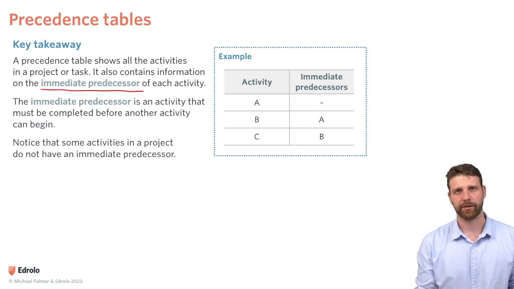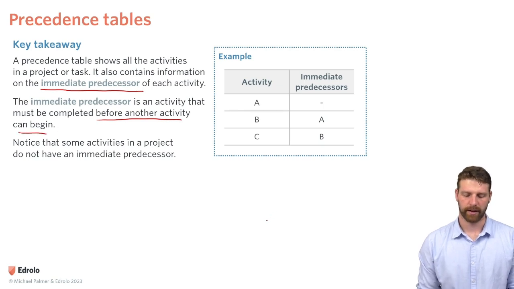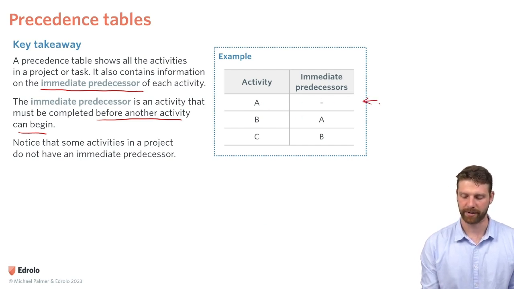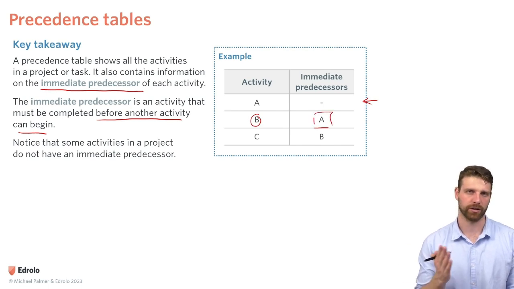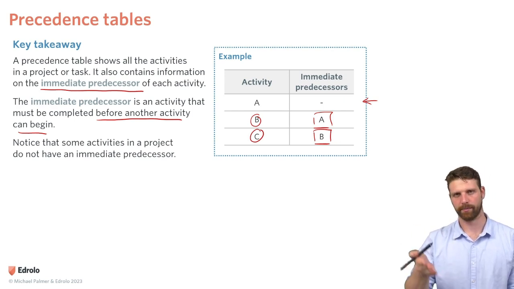Okay, so we've got this definition here of an immediate predecessor. And so that's an activity that must be completed before another activity can begin. Notice that some activities in a project do not have an immediate predecessor. So activity A doesn't have an immediate predecessor, and that means it's one of the first activities you do in a project. Here we can see that activity B has an immediate predecessor of A, which means you need to finish activity A before you start activity B. And finally here, we've got activity C, and it's got an immediate predecessor of B. So this means we have to do A, then do B, then do C.